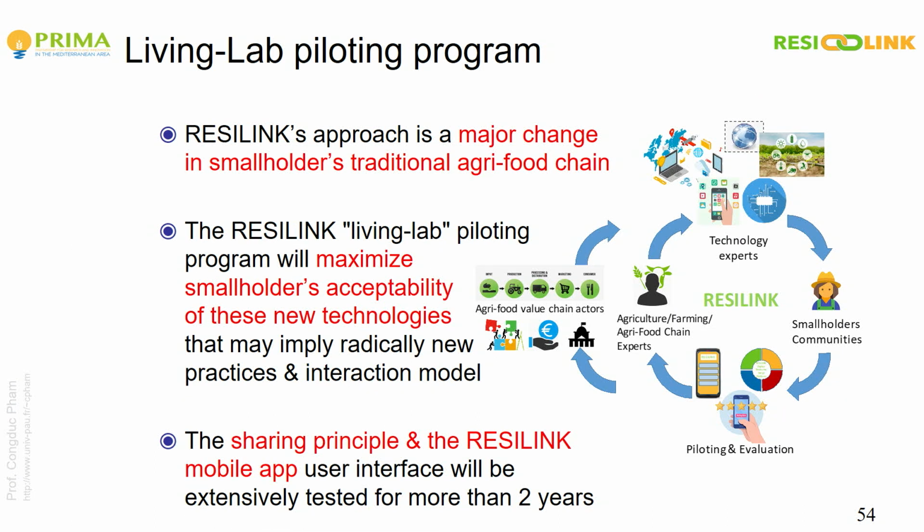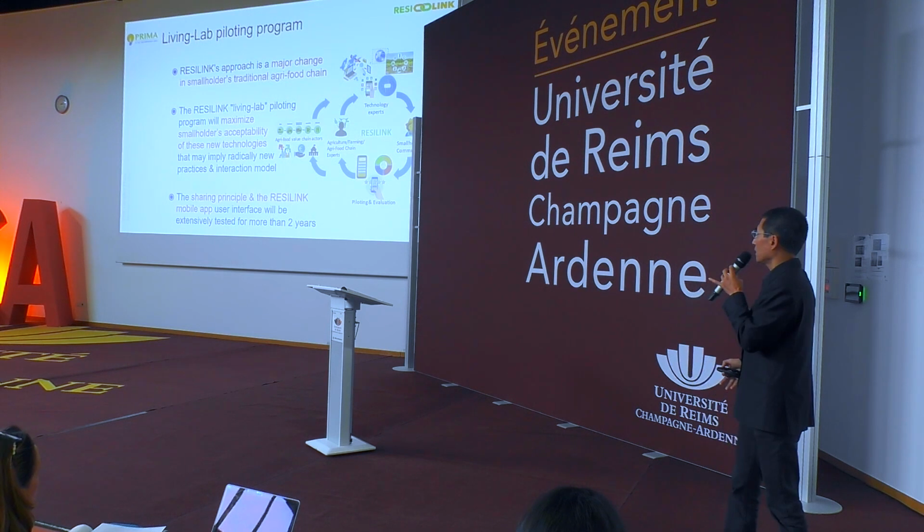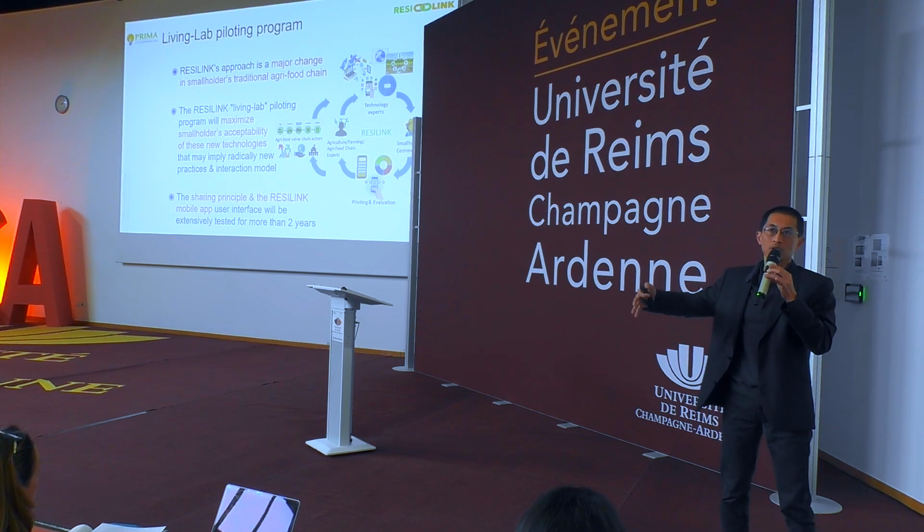In the Reasoning project, we have a living lab where the mobile application and the whole digital platform will be tested on a large scale with the help of Orange. And there we mostly focus on how acceptable the sharing principle is and how acceptable the mobile application user interface is. So this part is a little bit less research-oriented. It is more like integration, but it is very crucial to the success of the whole system.